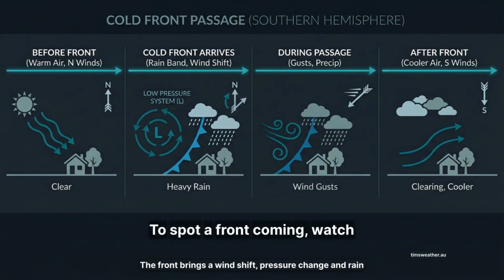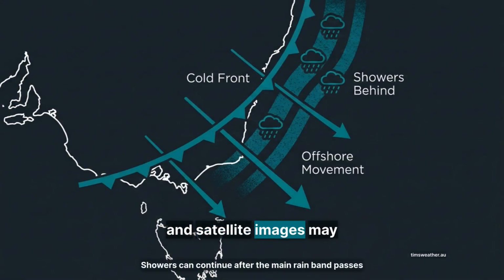To spot a front coming, watch three things: wind, pressure, and cloud. Pressure often falls before the front, winds freshen from the north or northwest, and satellite images may show a long curved cloud band stretching into southern Australia. After the front, look for broken cloud, clearer gaps, and trailing showers in the cooler air.